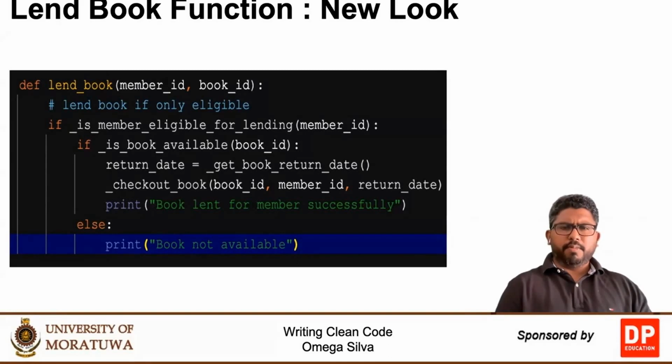Before we move on, I would like to emphasize what these two new functions do. The is member eligible for lending function only validates whether the member is eligible for lending. It does one thing, and hence this is a function with a single responsibility. The same goes with get book return date and is book available. There are also functions with a single responsibility, where one checks whether the book is available and the other calculates the return date of the book.